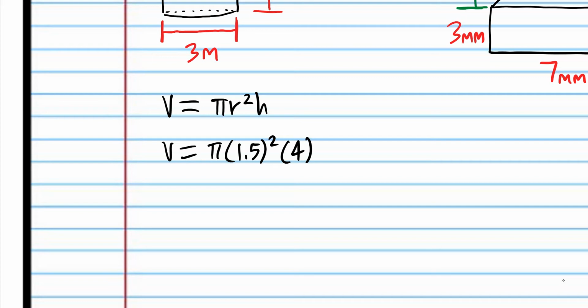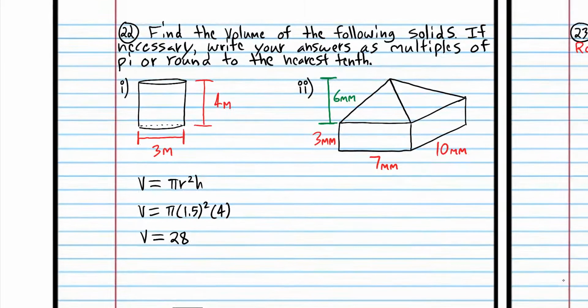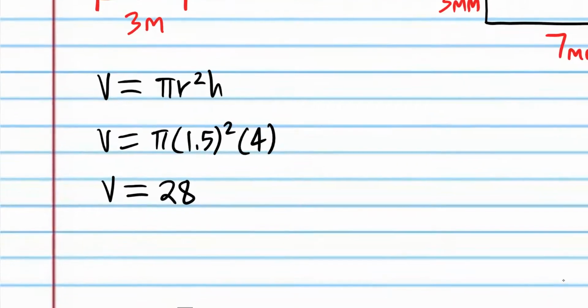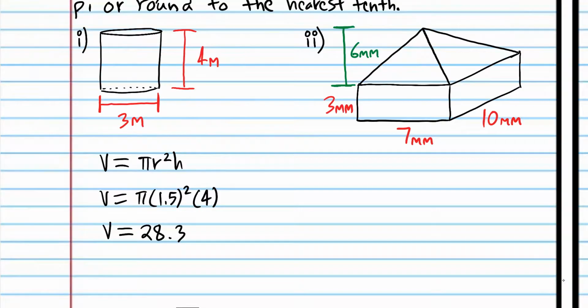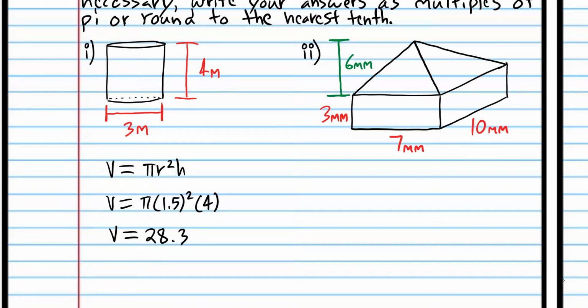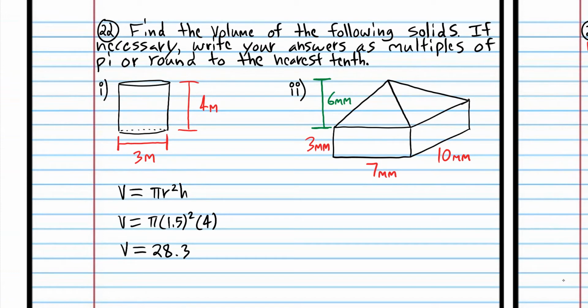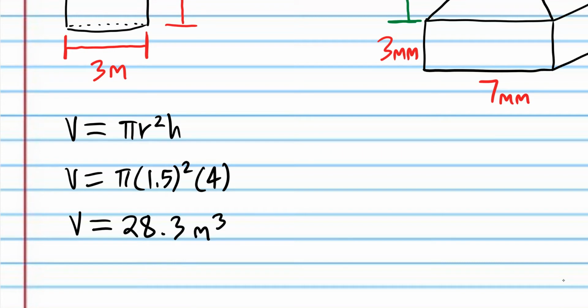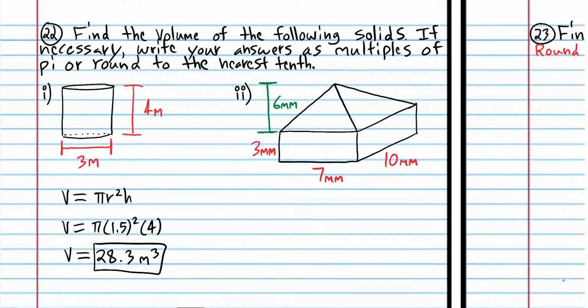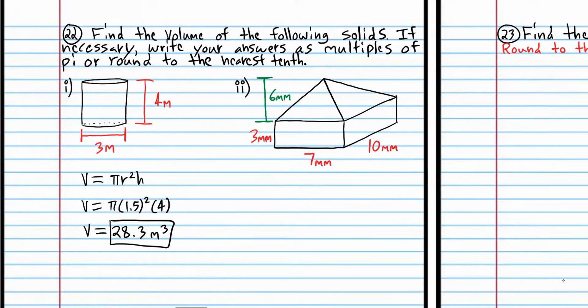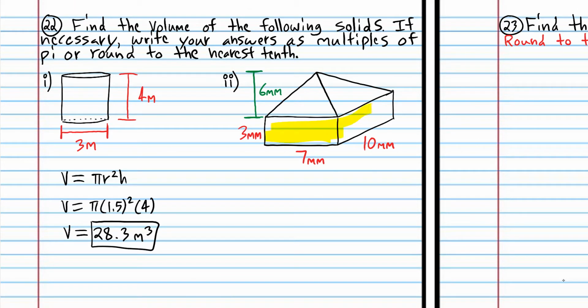Now that's how you would enter it into an iPhone, but if you're using an Android or a Texas Instrument or graphing calculator, you may not enter it in that order. We're going to round to the nearest tenth, so it's going to be 28.3 cubic meters. Make sure you write cubic meters because we're finding volume. All right, on to part 2. To find the volume of that solid, we need to find the volume of the rectangular prism at the bottom.